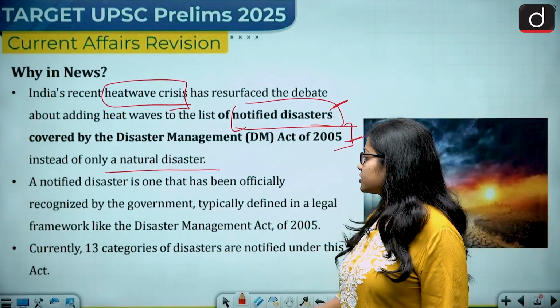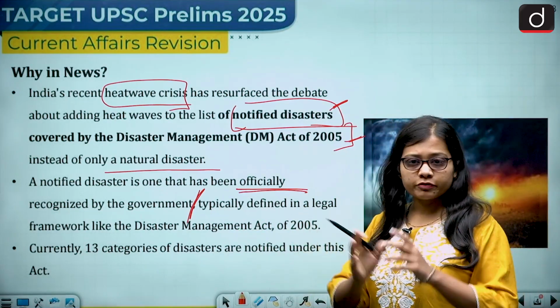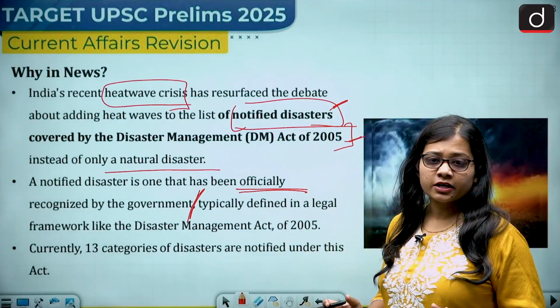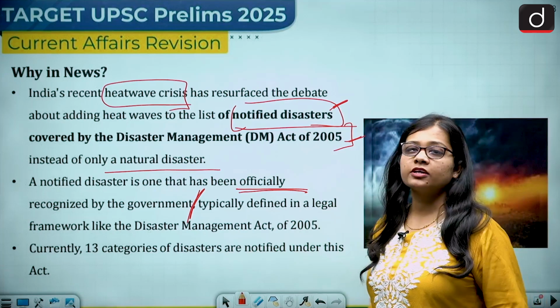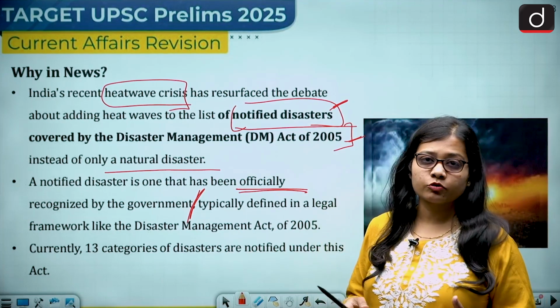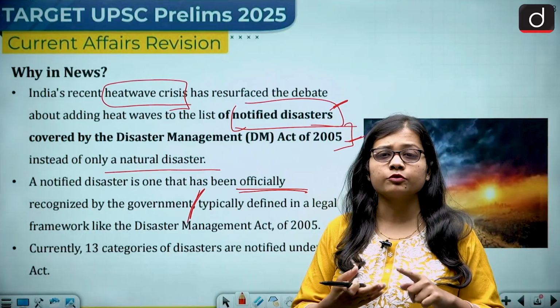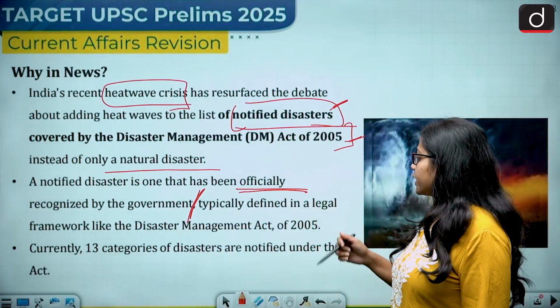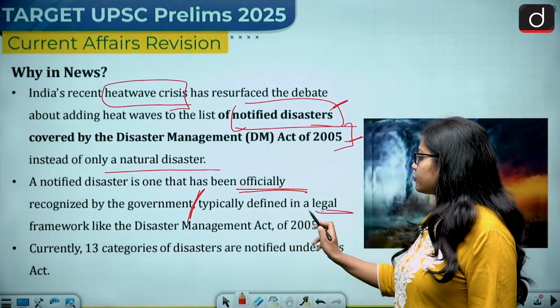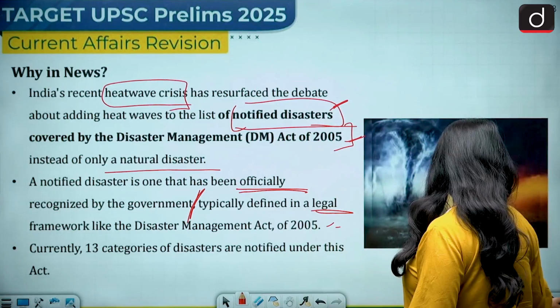So a notified disaster is one that has been officially recognized by the government. As of now, there are 13 categories of disasters which are included in the notified disasters. Examples being cyclones, earthquakes, tsunamis, landslides and many more. Then they are typically defined in a legal framework like the Disaster Management Act of 2005.